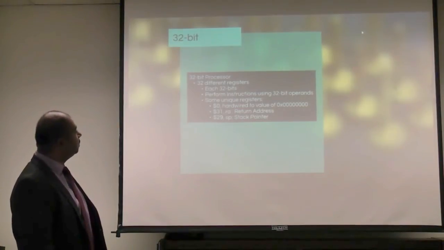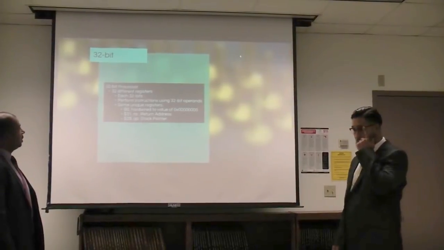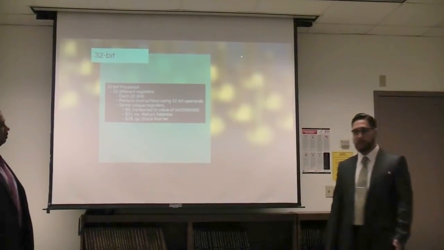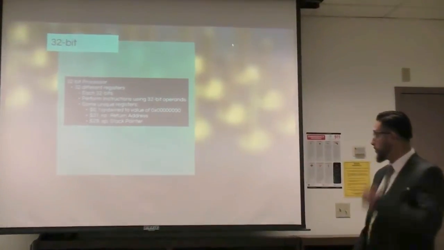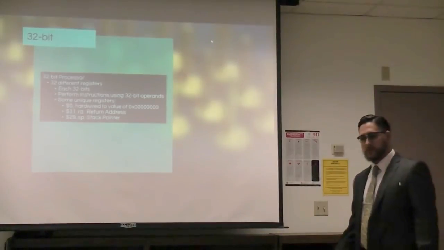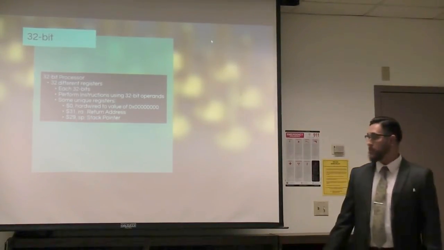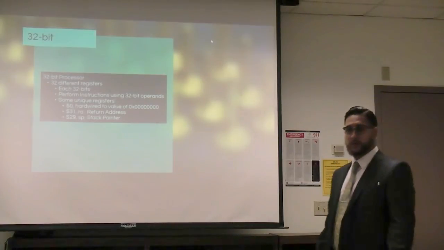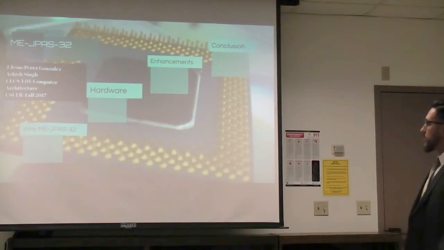So what is a 32-bit processor? MIPS is a 32-bit processor because it has 32 different registers, and each register is 32 bits in length, which means our operands are operating with 32 bits. Some unique registers to keep in mind are register 0, which is hardwired to a value of 0, register 31, which is our return address register, and register 29, which is our stack pointer. And now that we've introduced the MeJPass32, we're going to move on to hardware.